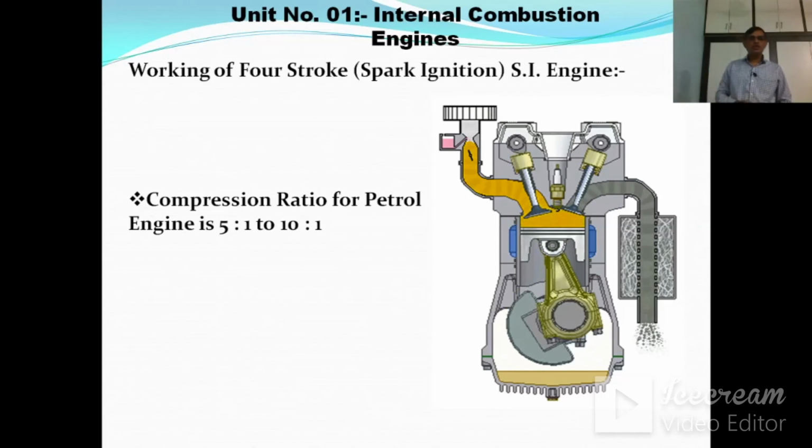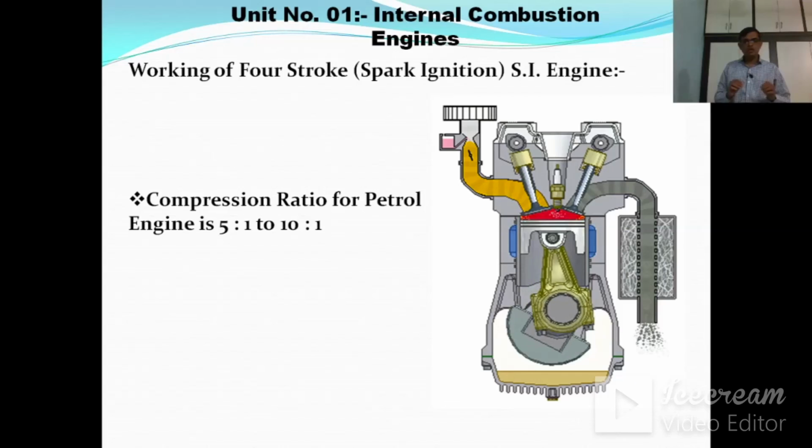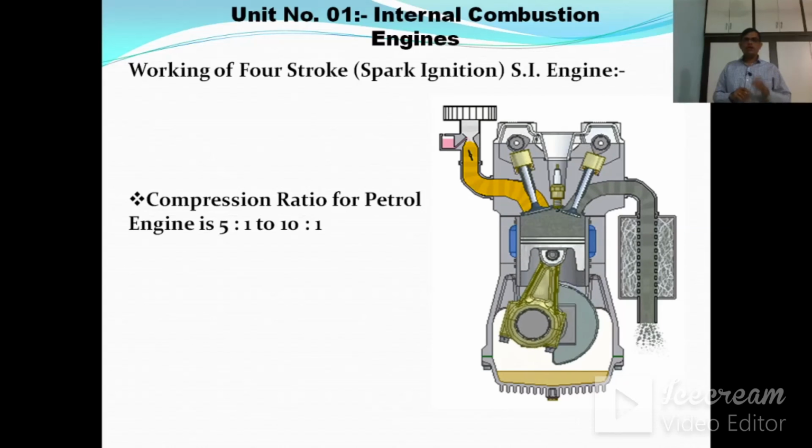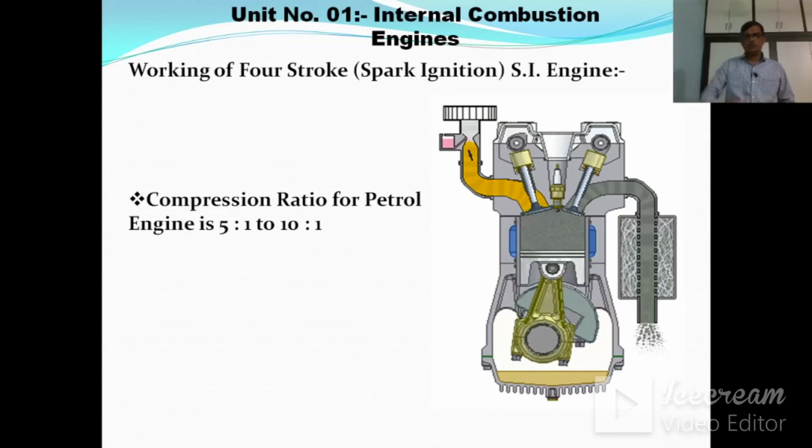The compression ratio of a petrol engine is 5:1 to 10:1. It is very necessary to maintain this compression ratio. We have already seen what the compression ratio is.